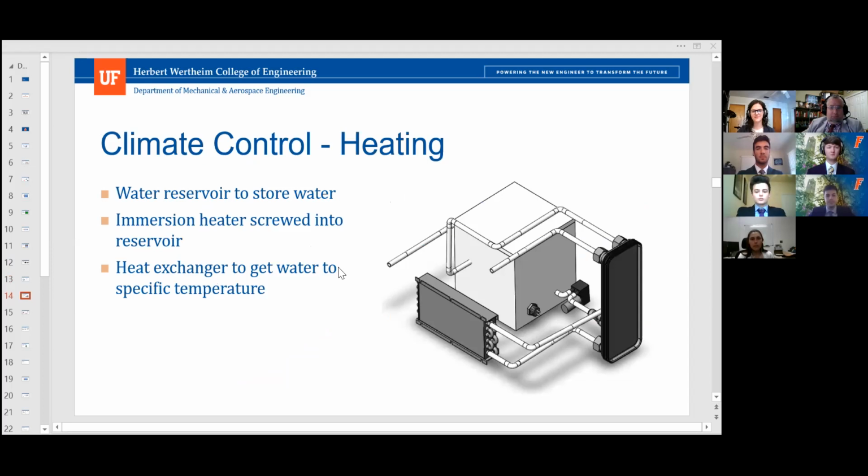The climate control for the interior of the system is based on 2 main components. To heat the system, water from the reservoir is heated by an immersion heater to bring it to the proper temperature. A compressor pump then flows the water through a heat exchanger to achieve the desired temperature, and it goes into the tubing map. The water flows through and then goes back into the reservoir to be cycled through again.